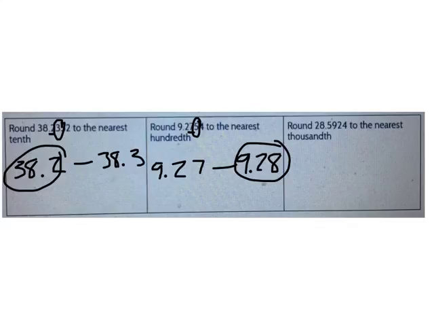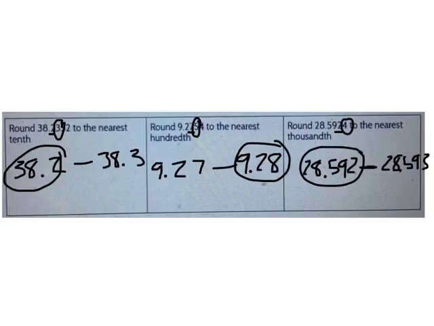Now try the last one, round 28 and 5,924 ten-thousandths to the nearest thousandth. 2 is in the thousandths place, so it's between 28 and 592 thousandths and 28 and 593 thousandths. The 4 in the 10,000ths place tells me it's closer to my smaller thousandth.